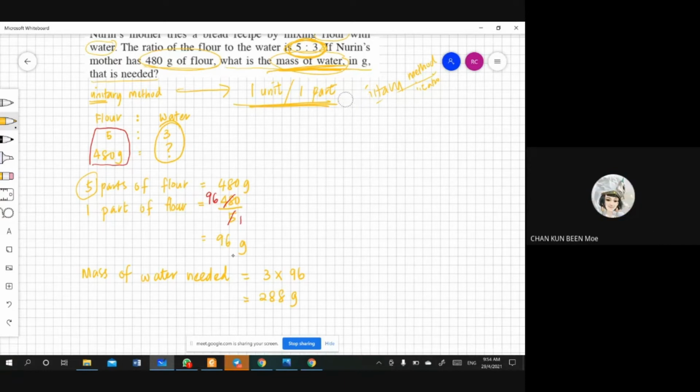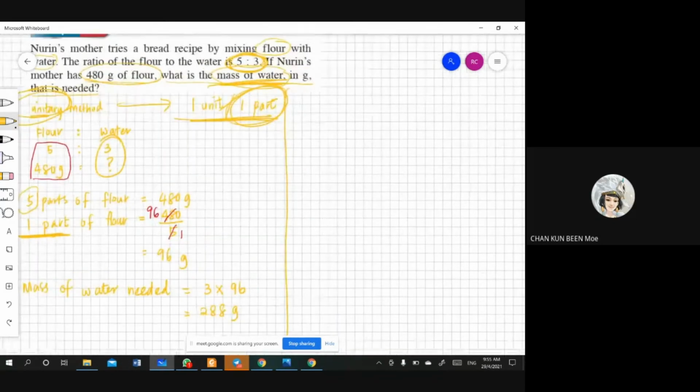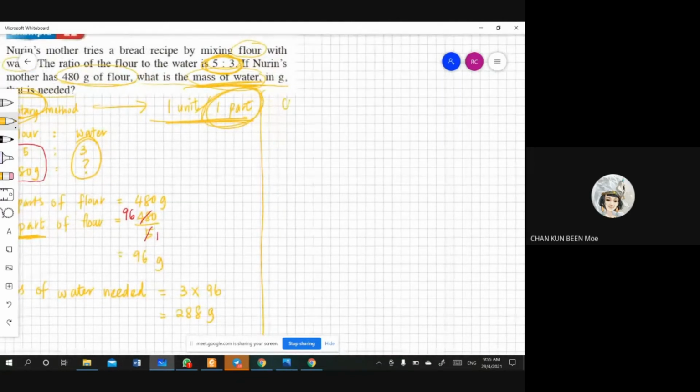Okay, so do you have any problem with the unitary method? No. No? No. Okay, good. Now I'm going to show you the second method, the cross multiplication method. So this part is done. You just remember the unitary method, we are looking for one part. So that is the purpose over here. One part equal to how much? After you get one part, then you just multiply with the ratio. Okay, next one, cross multiplication method.